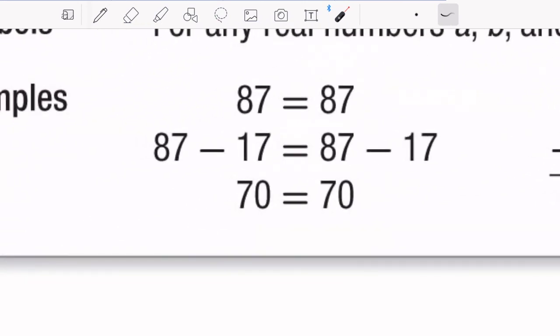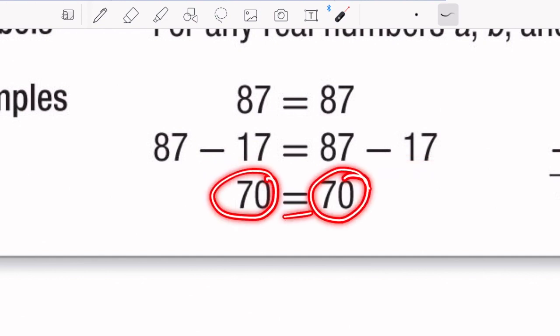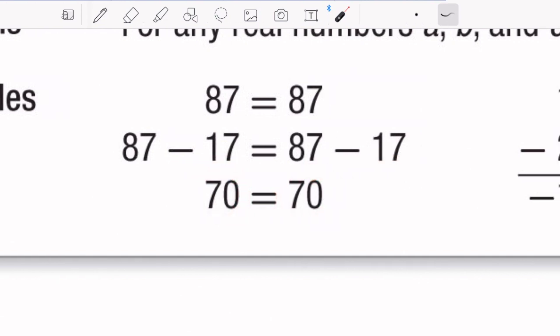So for example, let's say I have 87 equals 87. If I subtract 17 from one side, then I have to subtract 17 from the other side. Otherwise, it doesn't work. But when you do the same thing on both sides, you're going to end up with the same number at the end of the equation. And this is why this is allowed.